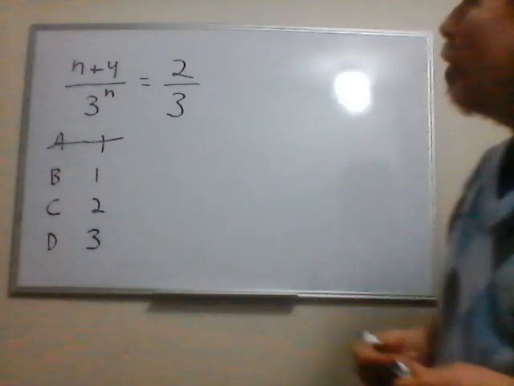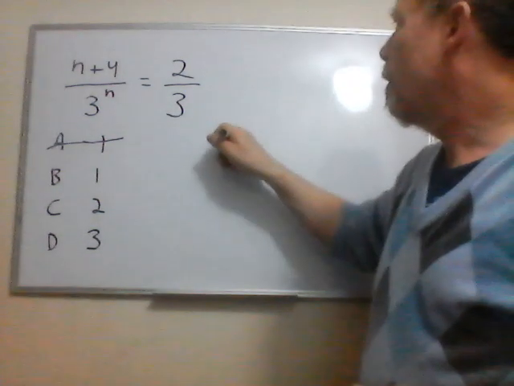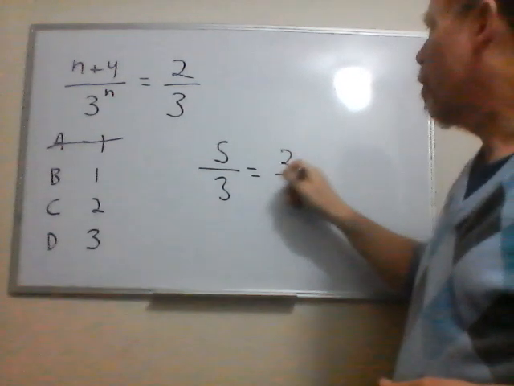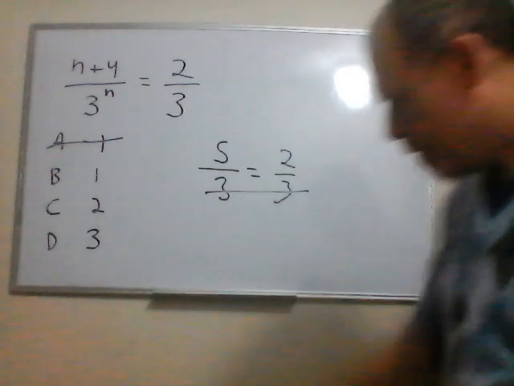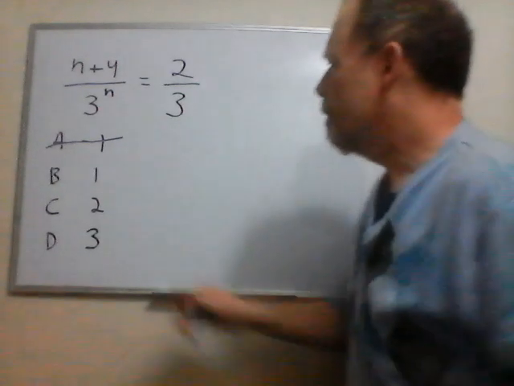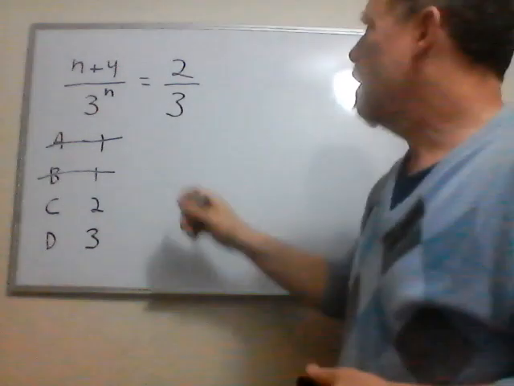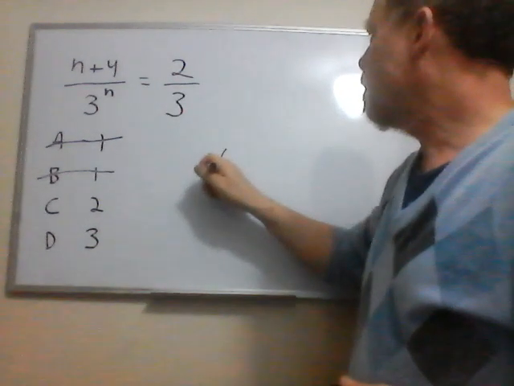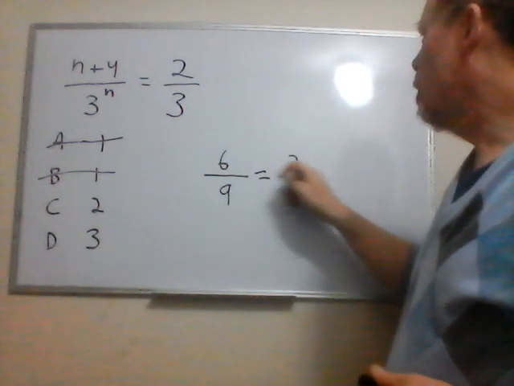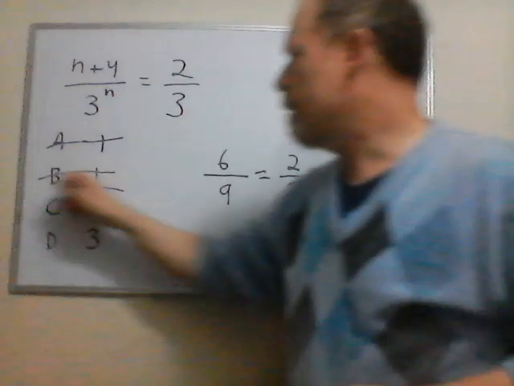So what happens if we plug in 1 for that? It becomes 5 over 3 equals 2 over 3. 5 does not equal 2, so right away, that's also off the list. 1's the easiest to calculate. Next easiest to calculate, conveniently, is the 2. That becomes 6 over 9 equals 2 over 3. These are equivalent expressions, so that seems to be the answer.